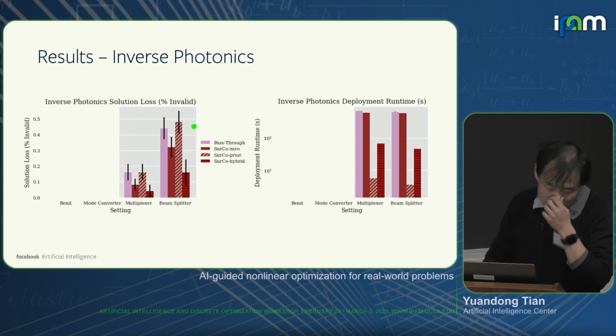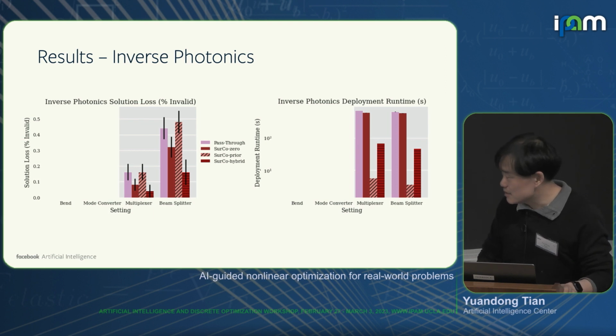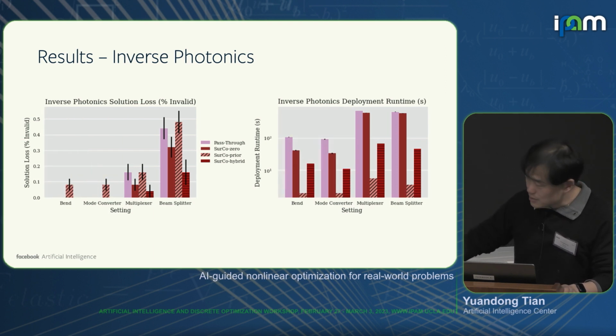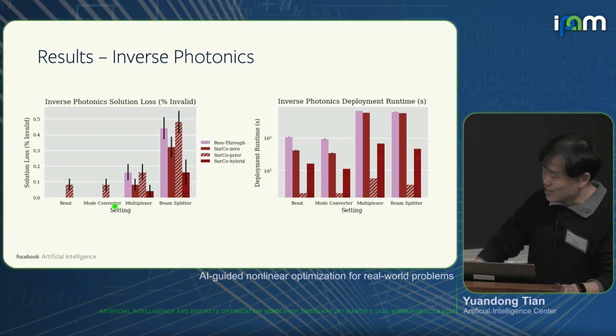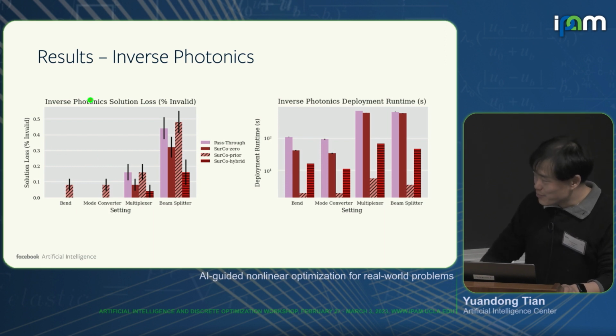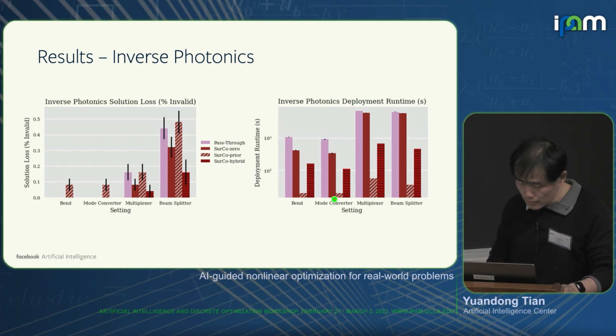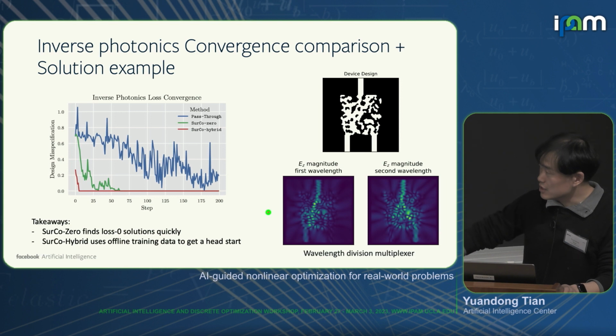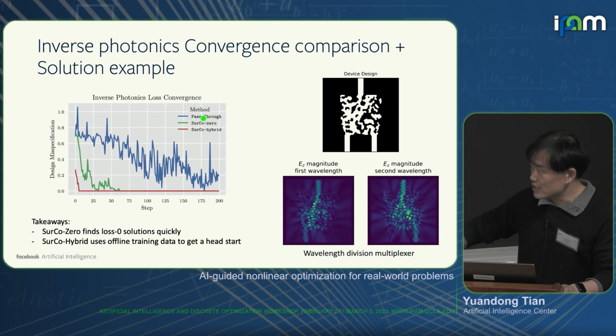You can also do the same thing for other settings. I didn't want to spend too much time on all this. These two tasks are maybe too simple, so most of the algorithms give you 0 solution loss. The hardest are the beam splitter and the multiplexer. Here is one of the curves showing how SurCo converges. If you use the pass-through gradient approach, over different steps the curve goes down, but it's very noisy, and it may not touch 0 in terms of the final solution.